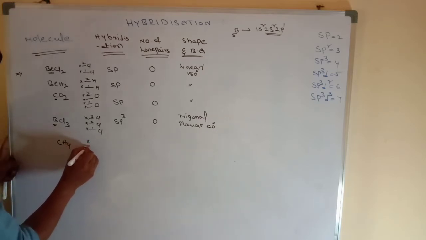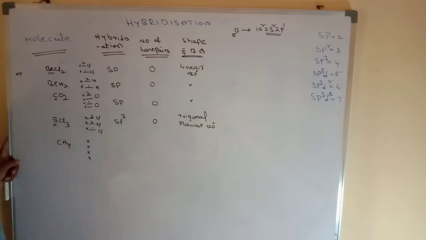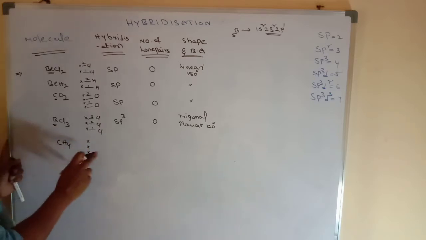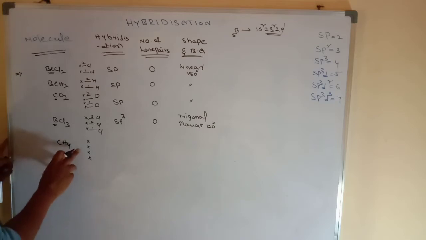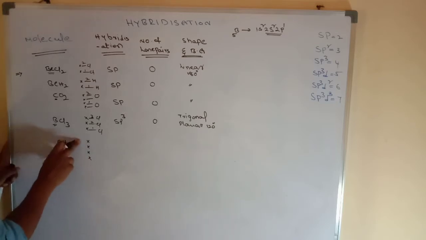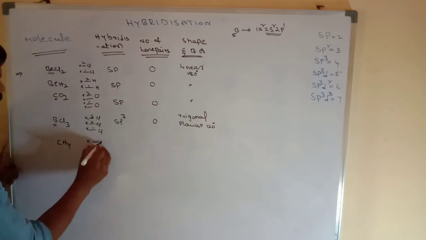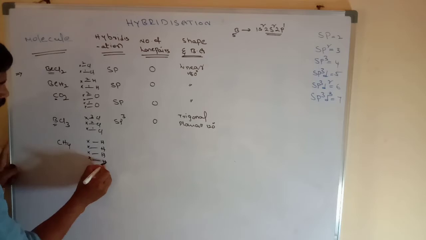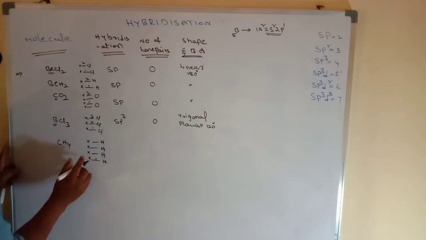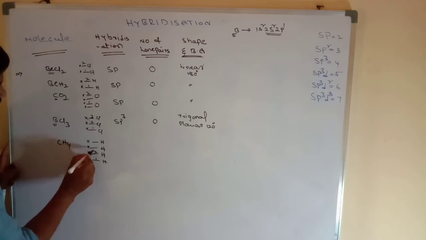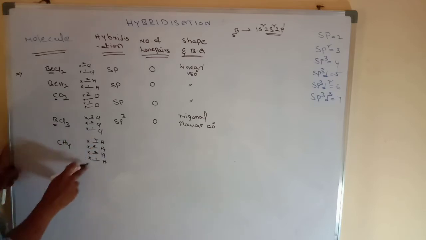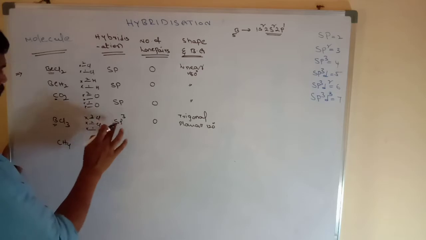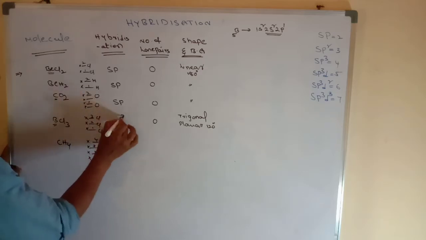Again, for example, CH4. Carbon belongs to the fourth group: 1s2, 2s2, 2p2 means the number of outer shell electrons is 4. Fourth group means write 4 dots. I have written 4 dots. The number of hydrogens is 4, so I am writing 4 hydrogens. Each hydrogen bonds with a single bond. From top to bottom, give numbering 1, 2, 3, 4. 1, 2, 3, 4 means 4.